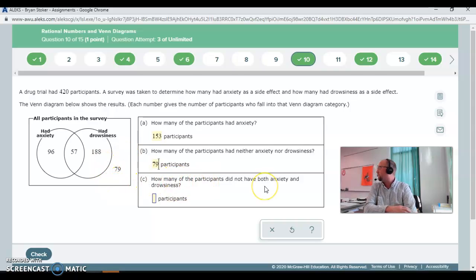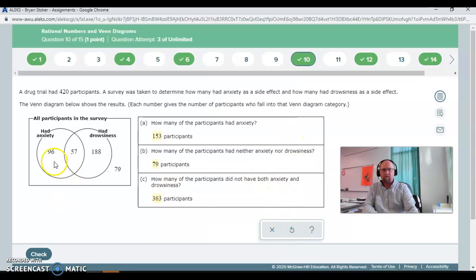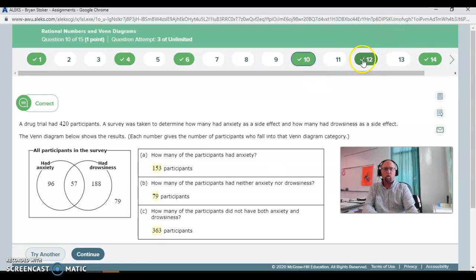It's just 79. Then C, how many of the participants did not have both anxiety and drowsiness? Okay, so they had to have both. So 96 only had anxiety, 188 only had drowsiness, and 79 had nothing. So to find that, I would add 96 plus 188 plus 79. And that's 363. Because again, they want to know everybody that wasn't here. So to find everybody that's not here, you have to add. And we're good there.